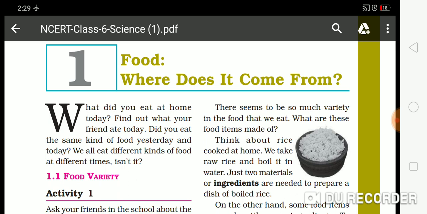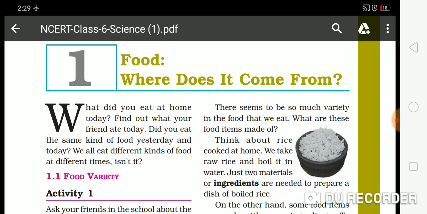Okay, now let us start learning the first chapter of your science NCERT textbook, that is chapter number 1, food. Where does it come from? I don't know about you, but my favorite topic is food. Life is a food, all about food. I hope you all have taken your breakfast today, isn't it?